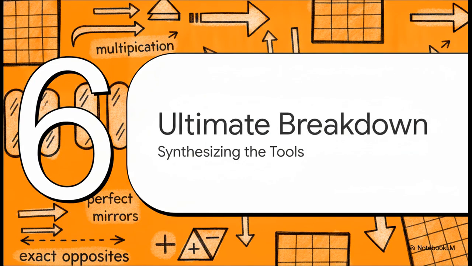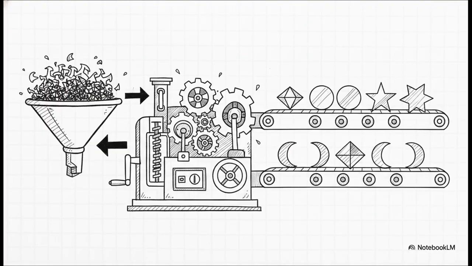Section 6, the ultimate matrix breakdown. We have finally arrived at the climax of our explainer. We're going to synthesize all these tools, multiplication, transposes, perfect mirrors, and exact opposites, to prove a massive underlying truth. The crucial point is established with Theorem 1.